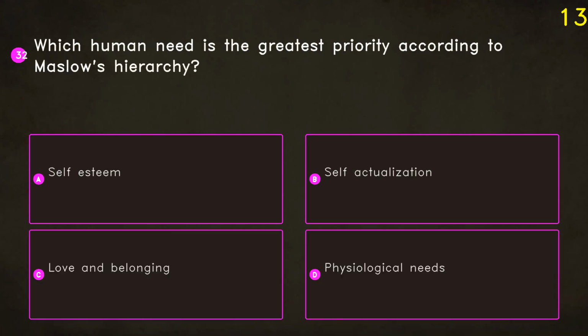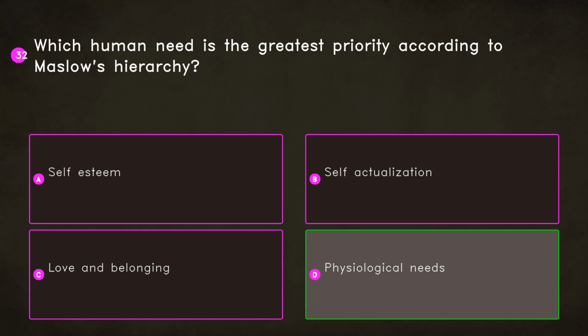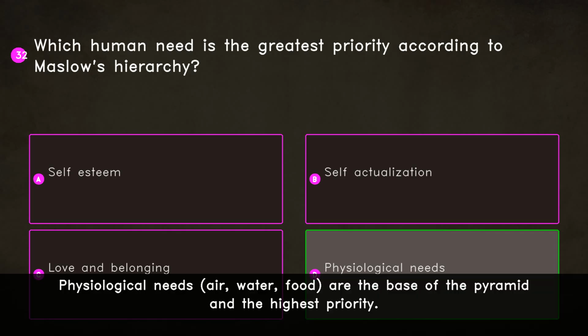Question 32. Which human need is the greatest priority according to Maslow's hierarchy? A. Self-esteem. B. Self-actualization. C. Love and belonging. D. Physiological needs. The correct answer is physiological needs. Physiological needs, air, water, food, are the base of the pyramid and the highest priority.